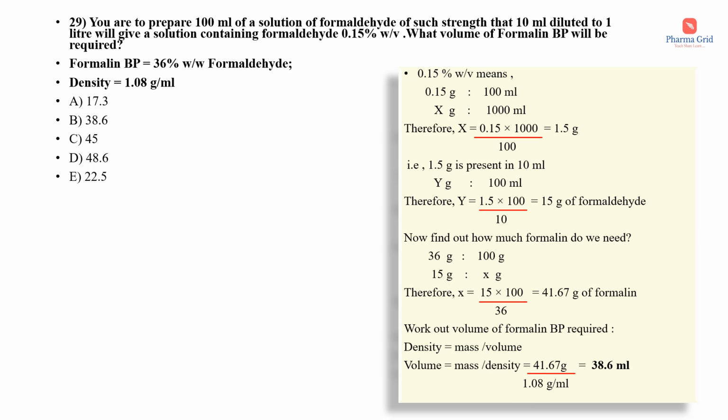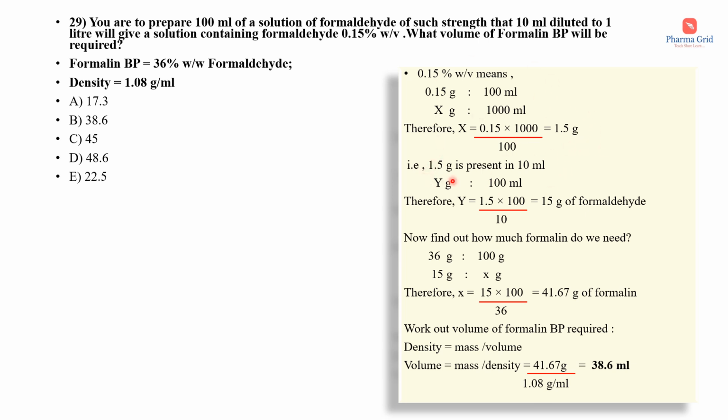The strength is such that the 10 ml diluted to 1 liter will give a solution containing formaldehyde 0.15% weight by volume. So we know that 0.15 percentage weight by volume means 0.15 gram is present in 100 ml. Let it be x gram present in 1000 ml. Therefore, x is equal to, cross multiplying, 0.15 into 1000 divided by 100, that is equal to 1.5 gram.